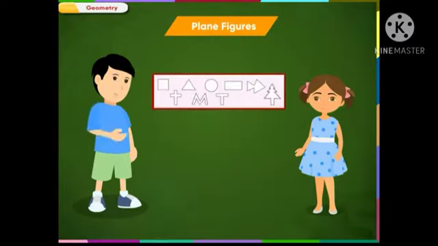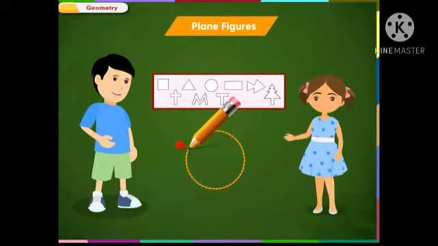Look at the figures shown on the screen. These are all closed figures. Closed figures means if we put our pencil on one point of the figure and trace the shape of the figure and come back to the same point without lifting the pencil, then the figure is a closed figure.